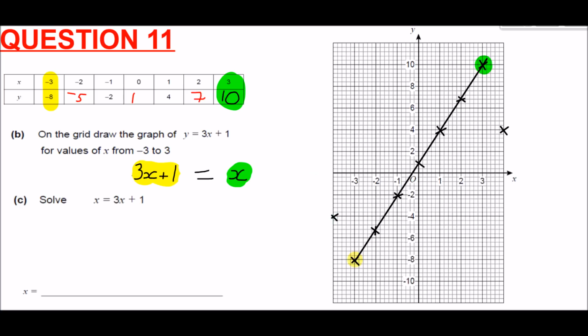And so for this line, we just need to do a straight line from this point through to the other one. So what we've got now is two lines. The first line we drew was the equation of y equals 3x plus 1.